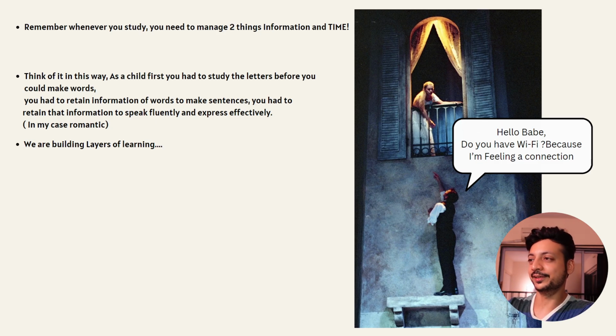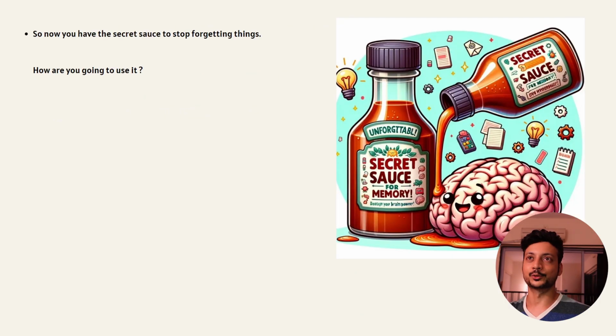So we're building layers of learning, and we're building layers of fundamentals as well. We can build it like a pyramid. We have to build that base layer first in order to move forward. So now I have given you the secret sauce to stop forgetting things. I hope this whole theory of the forgetting curve helps you. How you are going to use it is up to you.